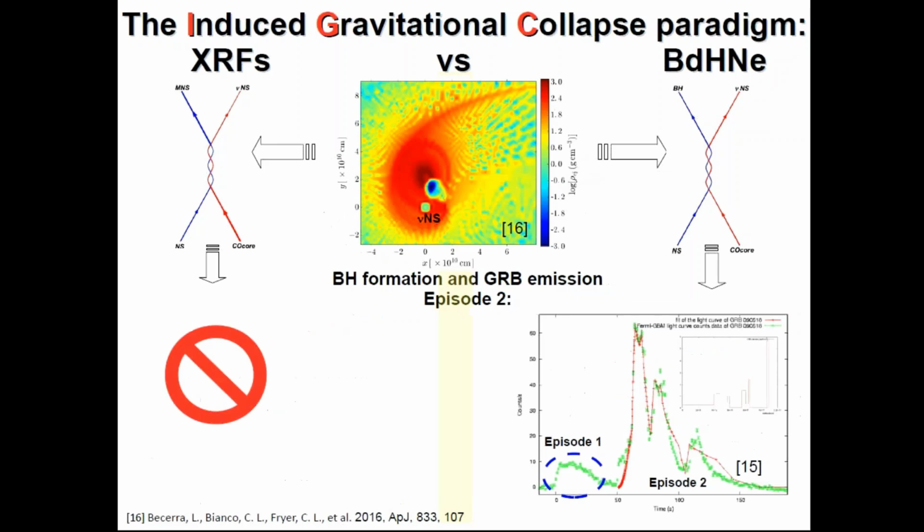Then episode 2 is there only in the case of binary-driven hypernovae. For the sources with energy larger than 10^52 erg, you have episode 1, and after this there is the formation of the black hole and the emission of gamma rays simulated within the Fire-Shell model. For X-ray flashes, you don't have it because you don't form a black hole, so you have only episode 1. I'm going faster because you said this before.